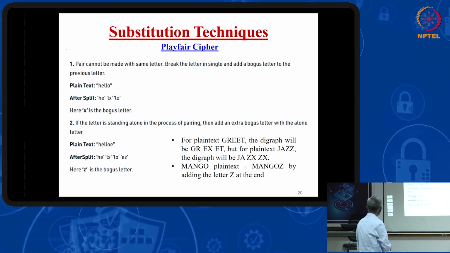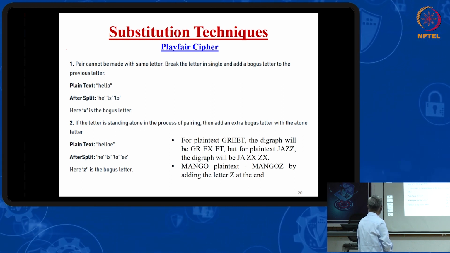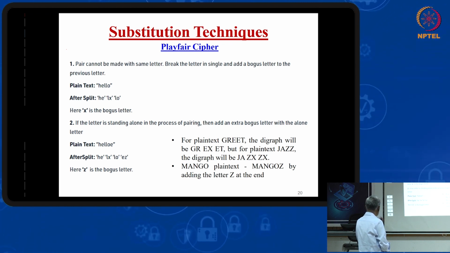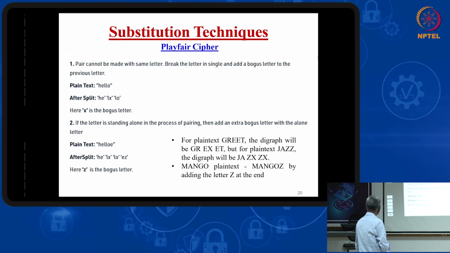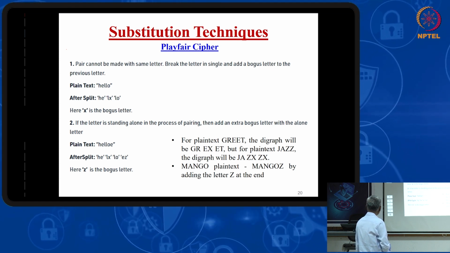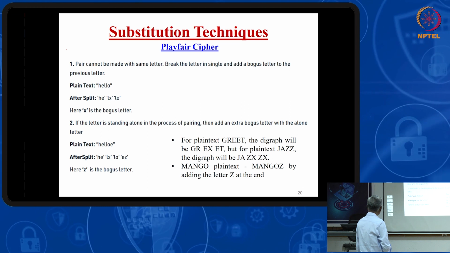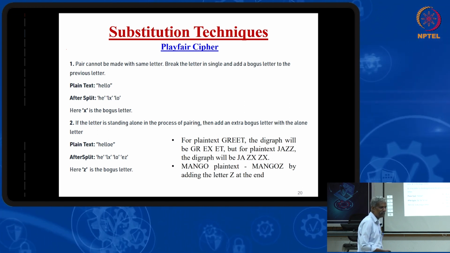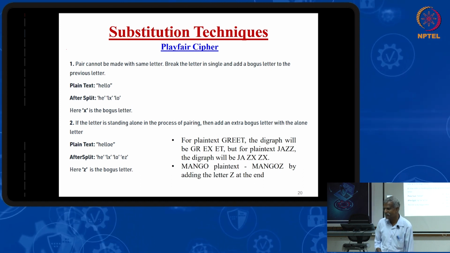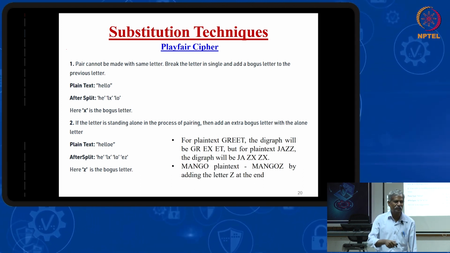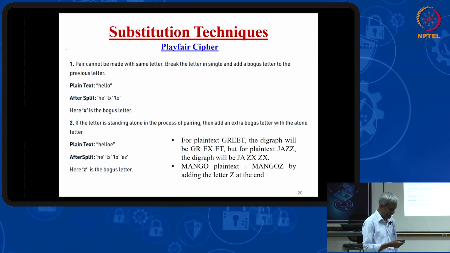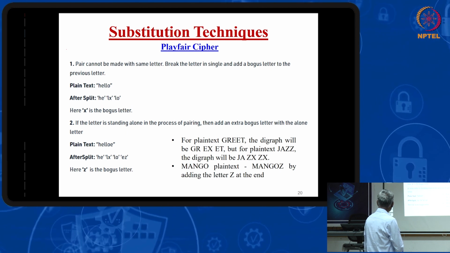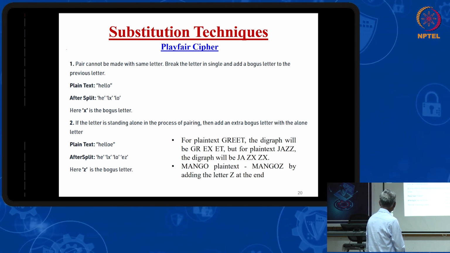Here, X is a bogus letter. We are writing HE, LX, LO. This is the method of representing hello. If some letter is left without any pair, then also you have to introduce a dummy letter. Here they introduce a dummy letter called Z. So HE, LX, LO, LZ.